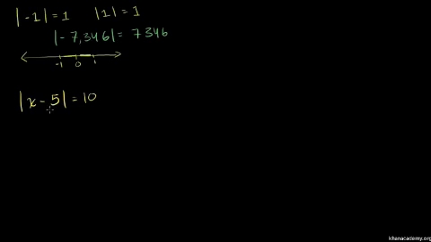And one way you can interpret this, and I want you to think about this, this is actually saying that the distance between x and 5 is equal to 10. So how many numbers are exactly 10 away from 5? And you can already think of the solution to this equation, but I'll show you how to solve it systematically.